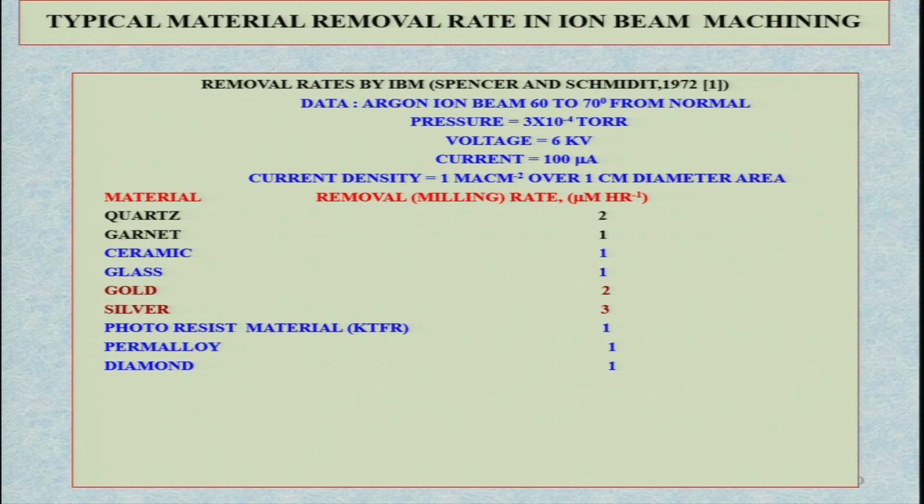So, it is an extremely slow process, because 3 microns per hour is too slow. Hence, I told you in the beginning that it is basically used for nano machining rather than really micro machining. Under certain circumstances you can use it, but it is going to be a very expensive process in that sense.